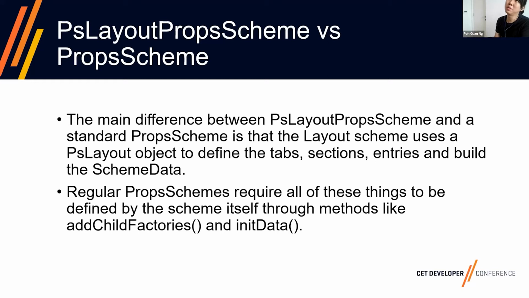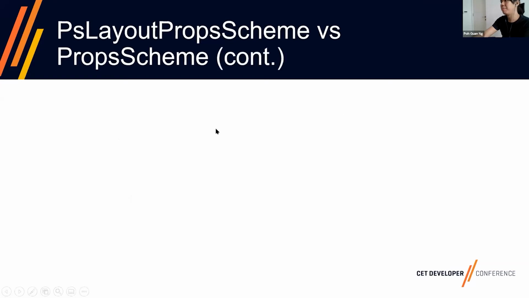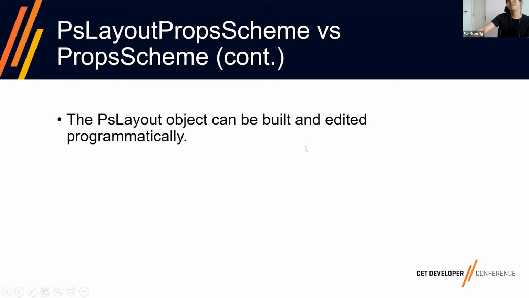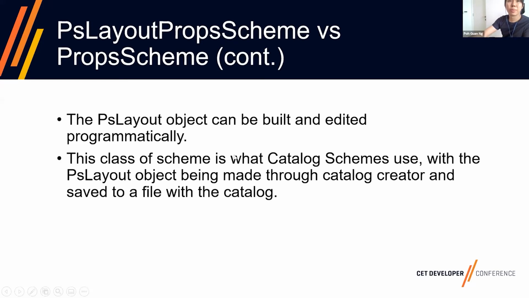And when I talk about layout, it's the same file that gets generated when you create a scheme layout in the scheme tab of the catalog creator. Yep. So the layout can be built and edited programmatically. So if you have additional custom entries, you can also append them after the layout has been loaded. And this is basically what the catalog scheme uses, with the layout object being made by the catalog creator and saved to a file with the catalog.